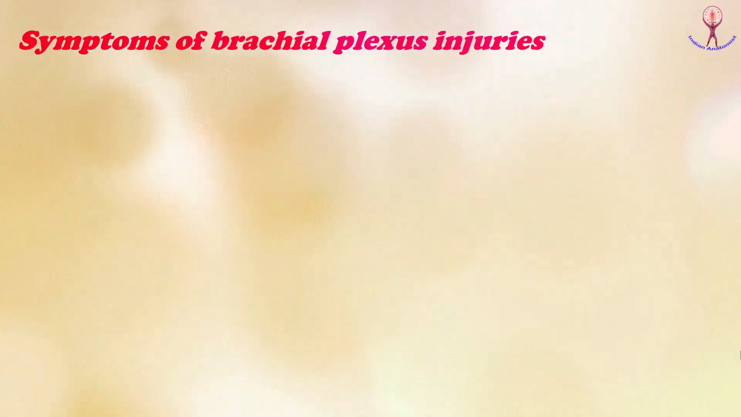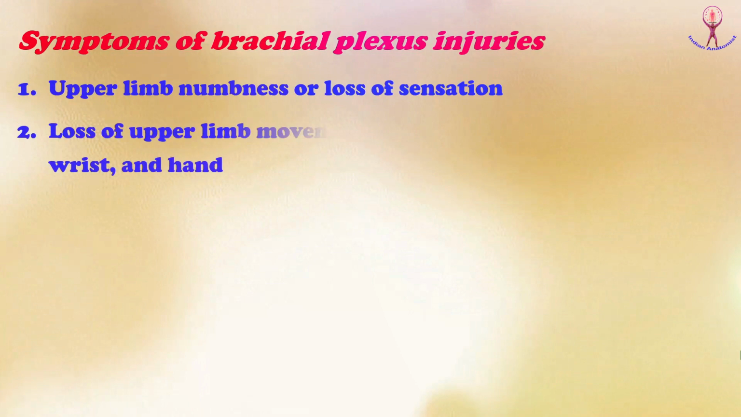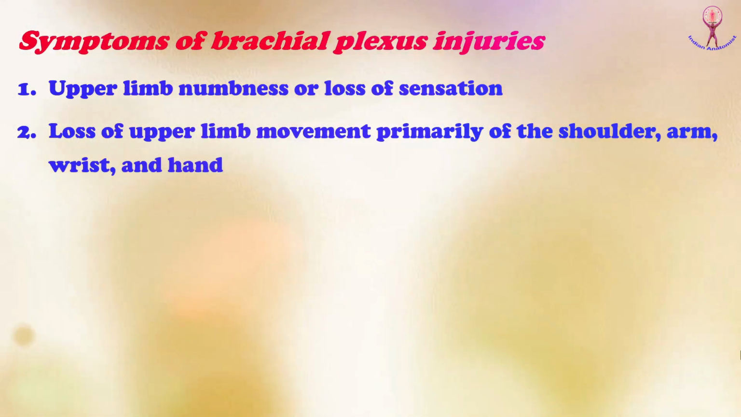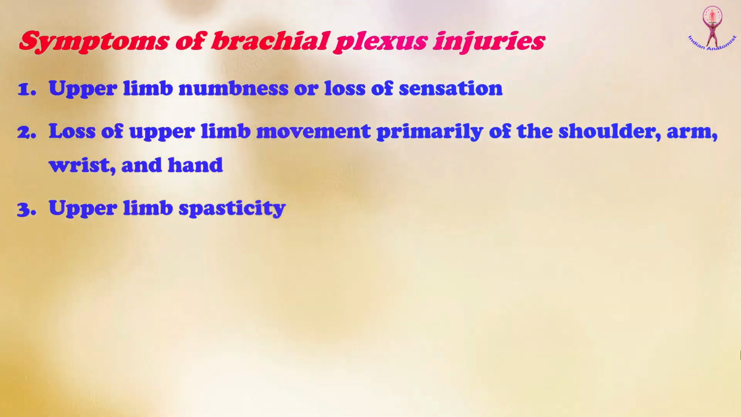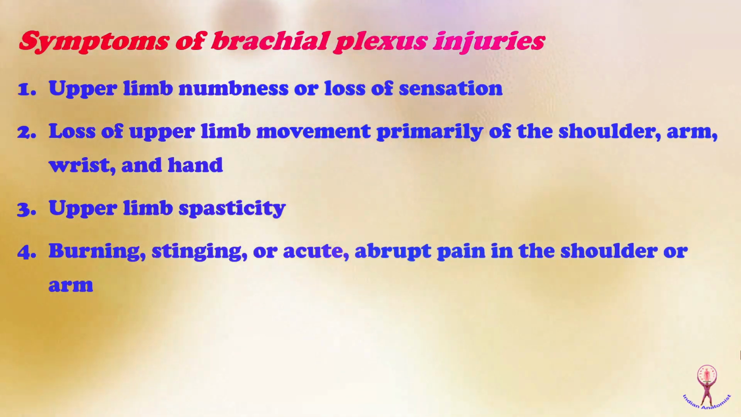The next section discusses the symptoms of brachial plexus injury. The most prevalent symptoms are 1. Upper limb numbness or loss of sensation. 2. Loss of upper limb movement, primarily of the shoulder, arm, wrist, and hand. 3. Upper limb spasticity. And 4 is burning, stinging, acute or abrupt pain in the shoulder or arm.